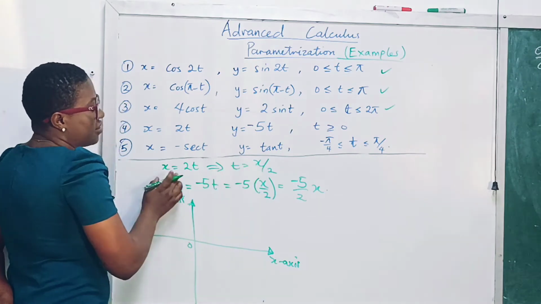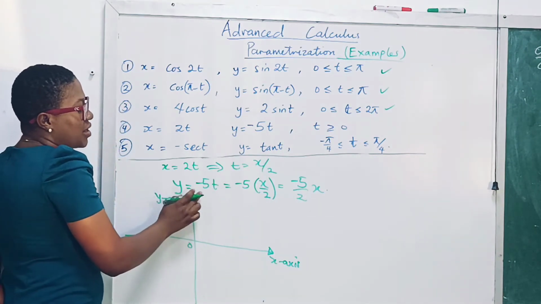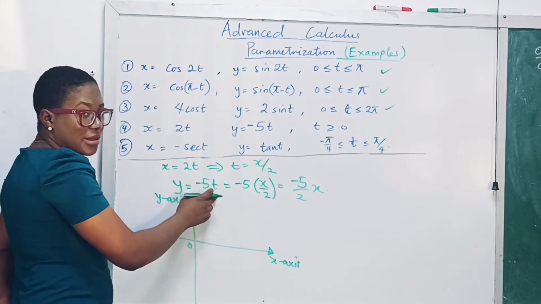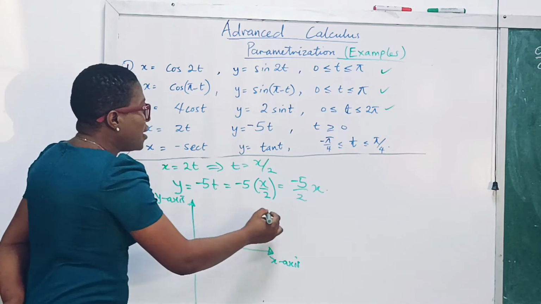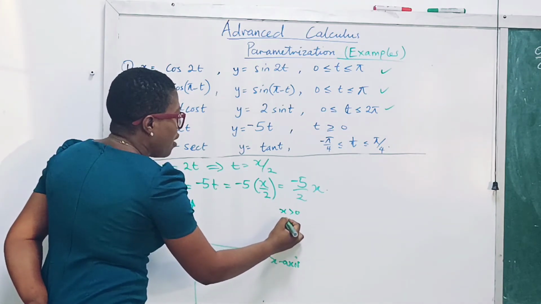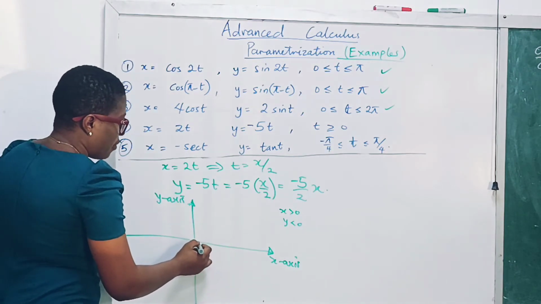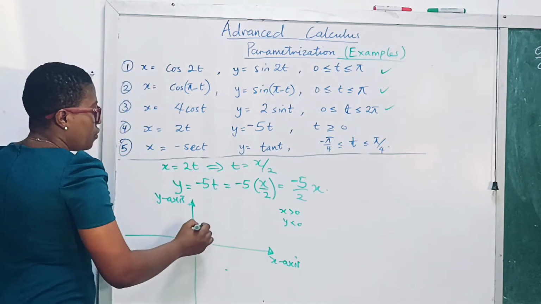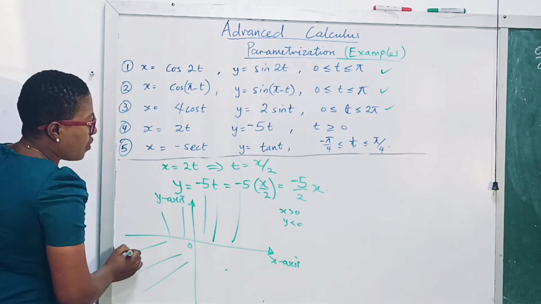It means that t is bigger than 0 means that x is bigger than 0. Yes. T is bigger than 0 means that y is less than 0. So we need x to be positive and y to be negative. And that's where, here. So every year here is not part of our sketching.